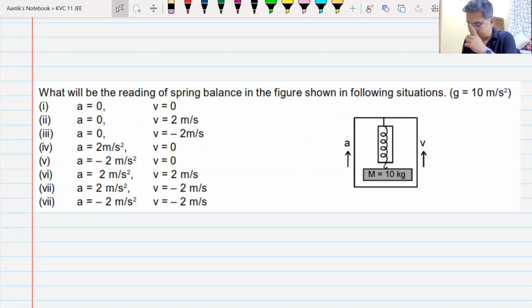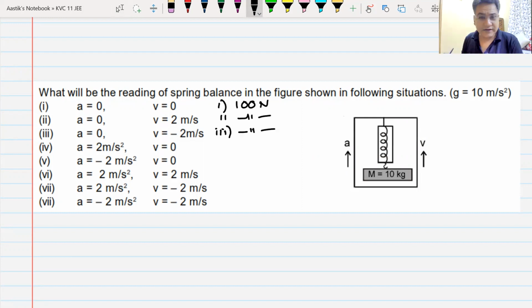In the first case, what is the answer? 100 newtons. First case, the answer is 100 newtons. It will read the tension, and tension is equal to mg. Second case? 100 newtons. The second case is also 100 newtons. Third case? Cleared. Everyone understands this?